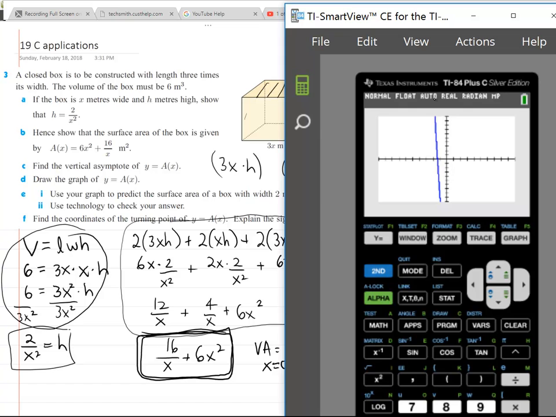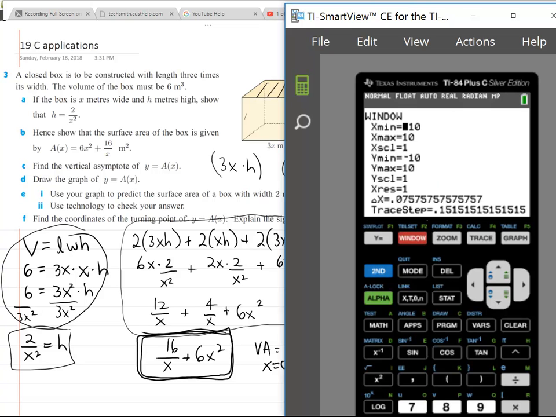This thing is measured in meters, and we know that the volume is 6 meters cubed. So I'm not sure what our surface area is going to be, but let's just make our window. I know I can't have any negative x values, so that's going to be 0. And 10 wasn't big enough, so let's go for 100. It's probably too big, but you don't know. I'm going to change the x scale to 10 also.